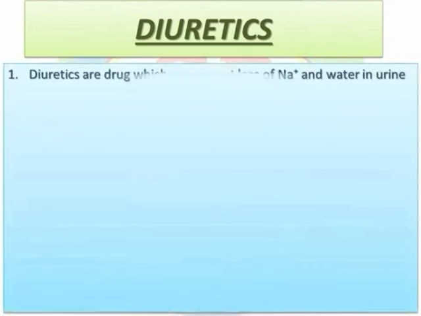So let's start the most important chapter of pharmacology, which is diuretics. We explain these diuretics in a very simple way. In that, we first see what diuretics are. These diuretics are the drugs that induce a state of increased urine flow.